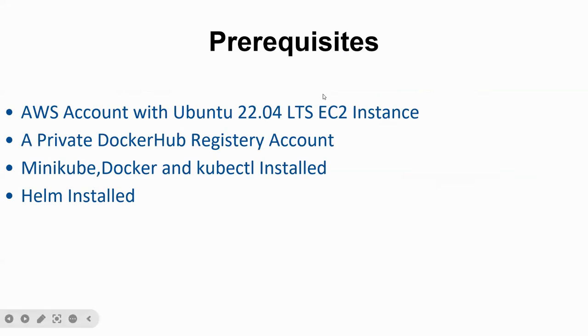So let's see the prerequisites. First, you should have an AWS account with an Ubuntu 22.04 LTS EC2 instance running, then a private DockerHub registry account. Then you should have Minikube, Docker, kubectl, and Helm installed on your local machine.